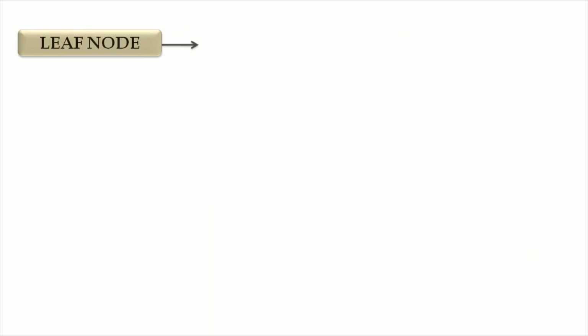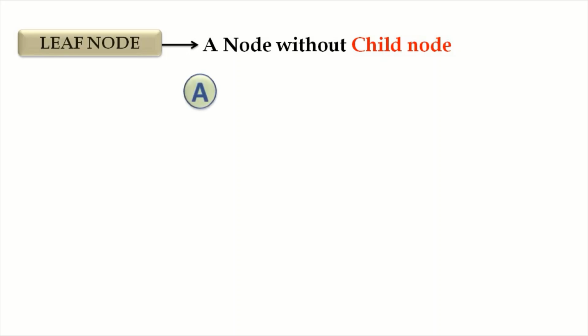Next, leaf node. A node without child nodes is called a leaf node. So let us identify leaf nodes in a tree. A is a root node. B and C are the child nodes of A.